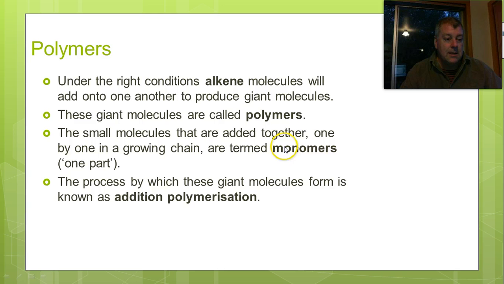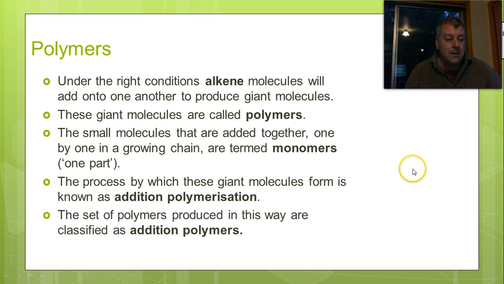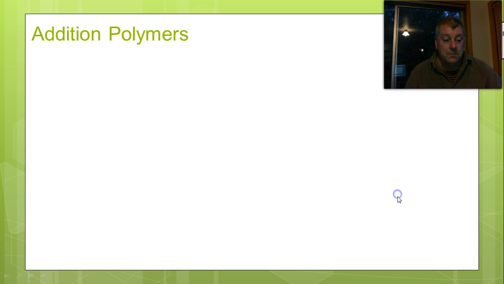Okay? And the process by which these giant molecules or polymers form is called addition polymerization. Remember we had addition reactions and substitution reactions? Well, this is another use of the word addition. It's addition polymerization, so try not to confuse them. A set of polymers produced in this way are classified as addition polymers.